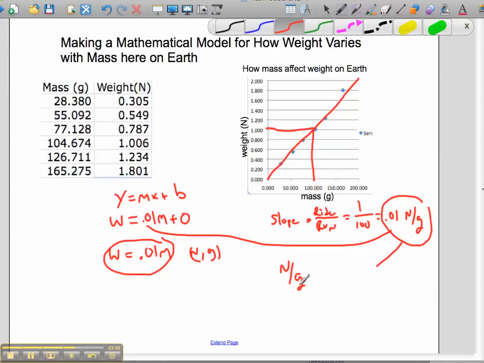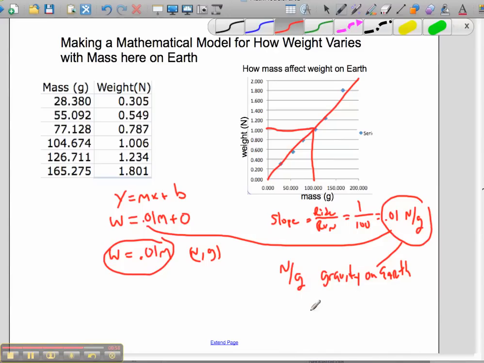So that's almost like a measure of the gravity on Earth, because gravity is related to the amount of weight. And so with more mass, you have more pull of the Earth. And so this is sort of a gravity constant for Earth. Other planets have different values for that.